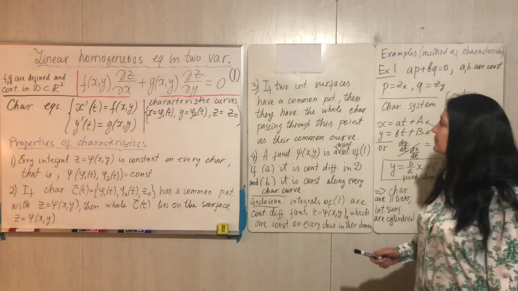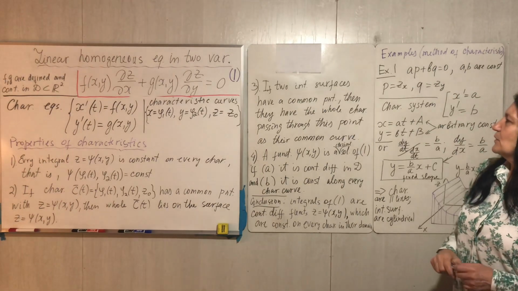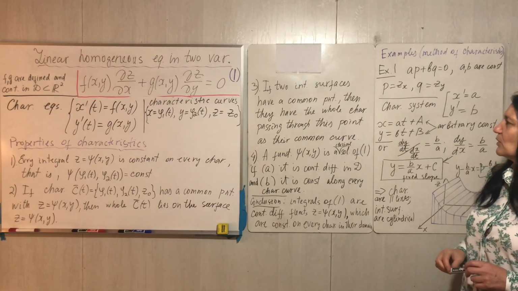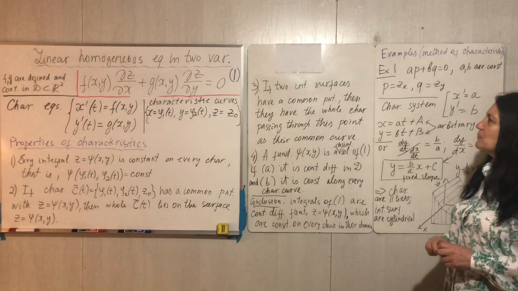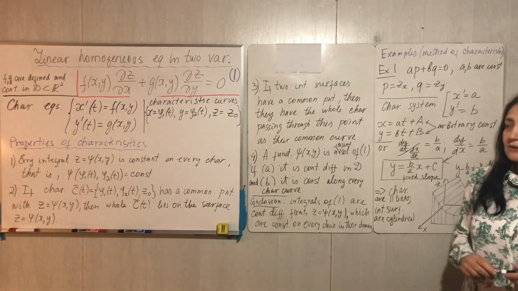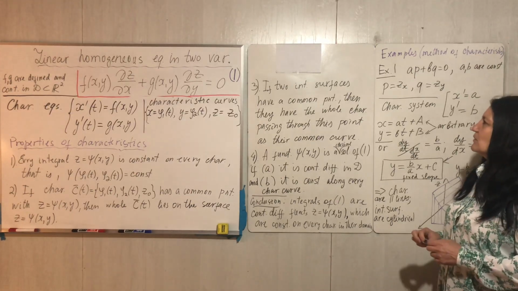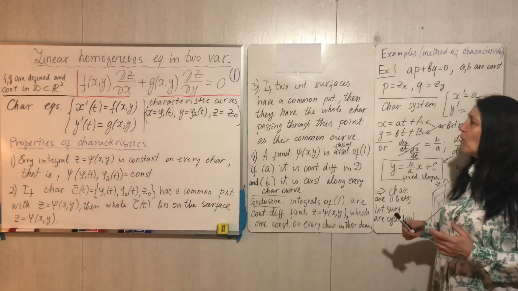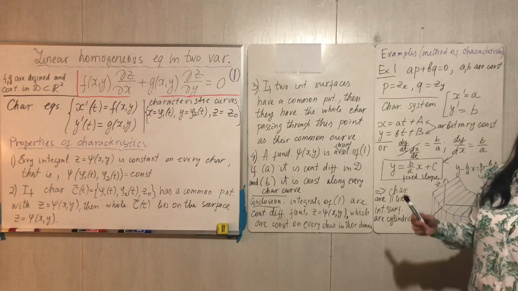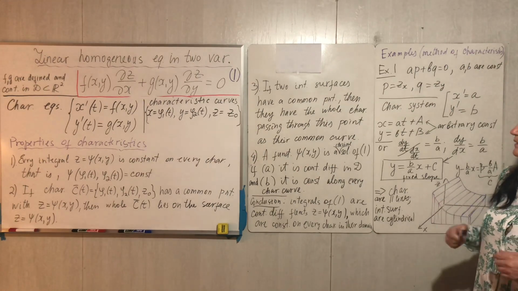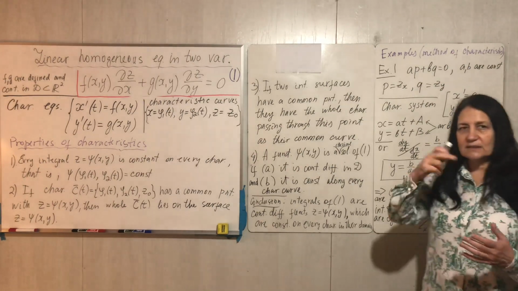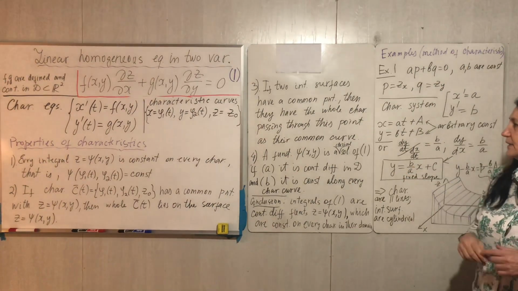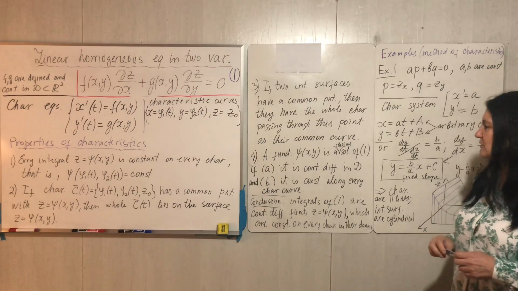And the third property that follows from what we discussed: if we have two integral surfaces, and if these two integral surfaces have a common point, then they have the whole characteristic that passes through this point in common. So then they share a curve.